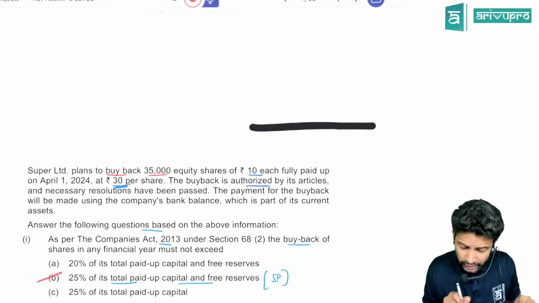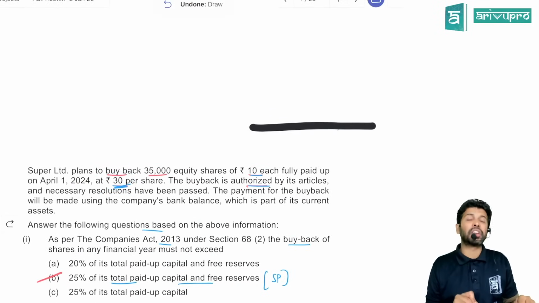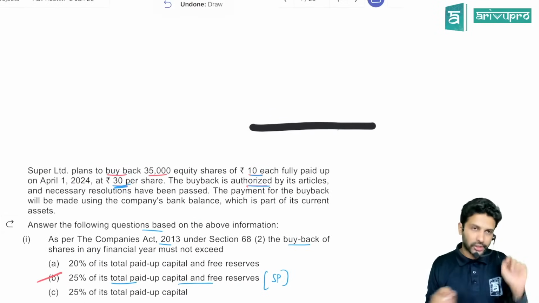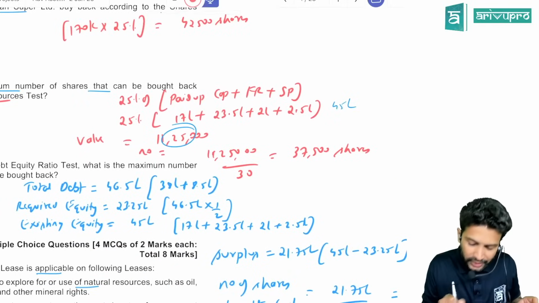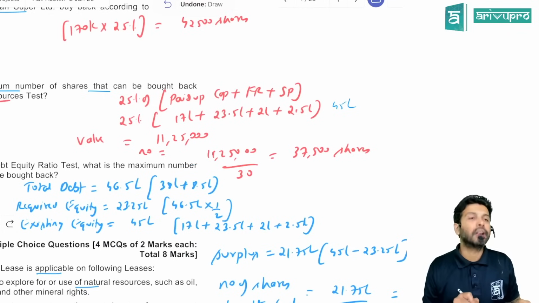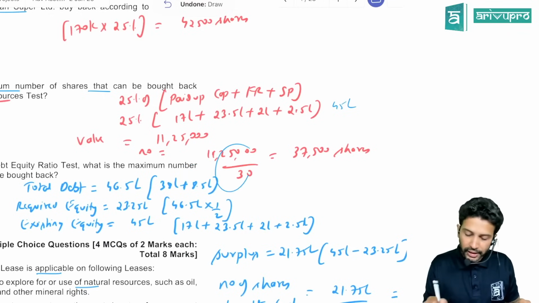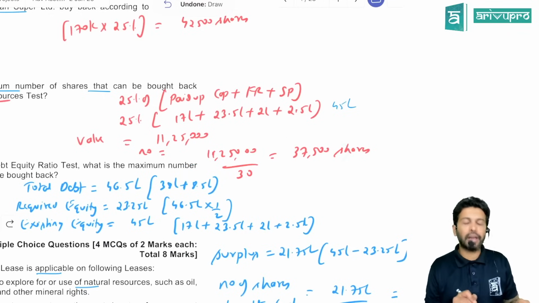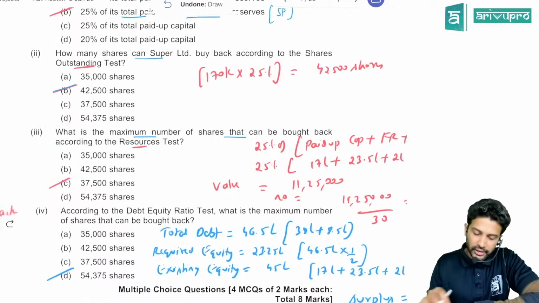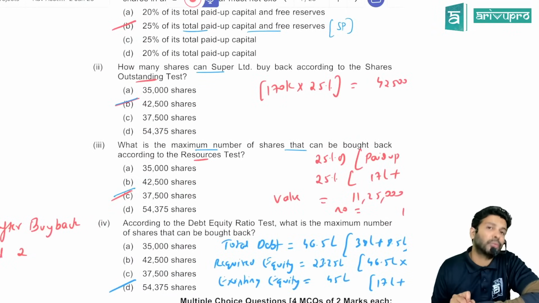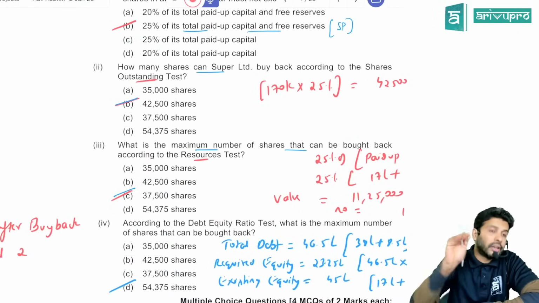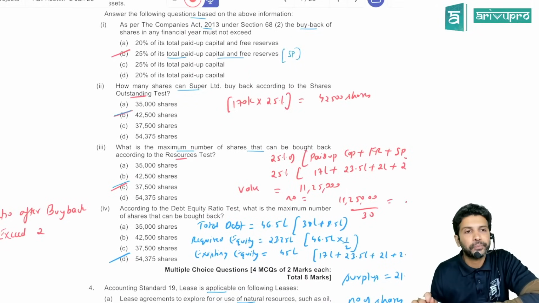And what is the buyback price per share? Value of one share is how much? 30. Total value of buyback is 11 lakh 25,000 and value of one share is 30. So how many shares can you buy back? 11 lakh 25,000 divided by 30, you'll get 37,500. That is the maximum number of shares which the company can buy back as per the resource test. Any problem in this? No.